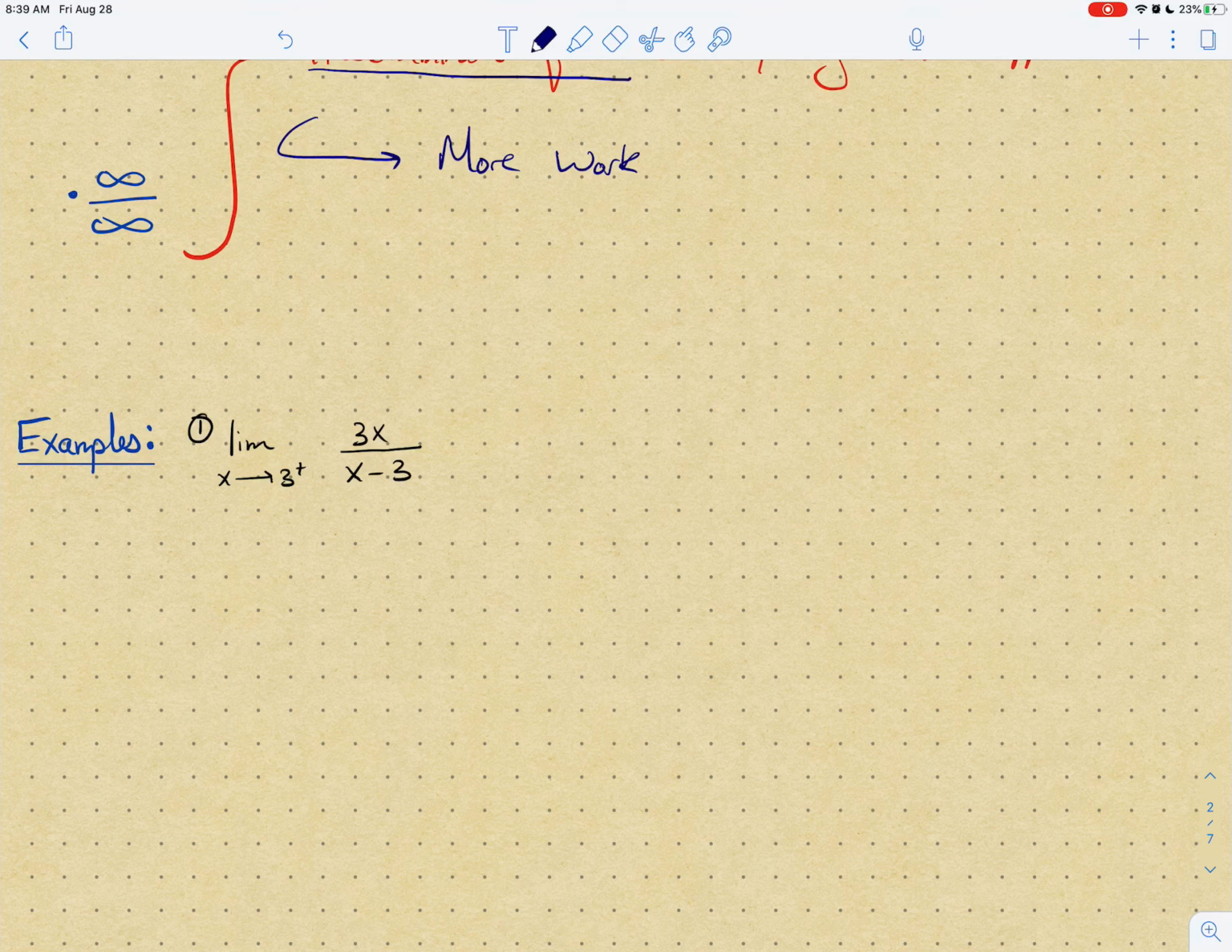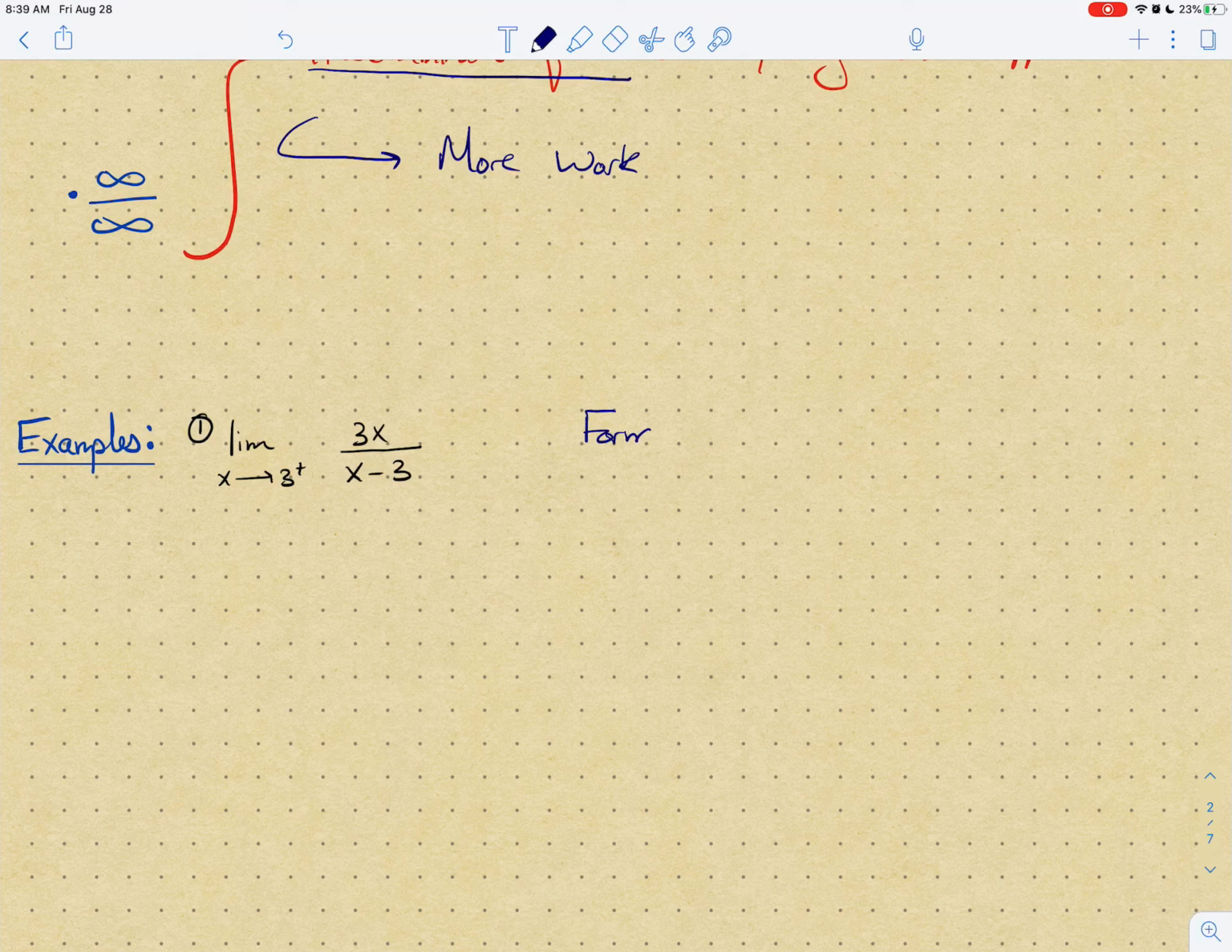All right, so let's practice through what we learned in the last video on these two examples that we're going to do. So I want you to think with me as we do these. So first off, we're going to 3 from the right. And you need to really, in your mind, know what that means. It means that x is never less than 3. You're coming to 3 from above 3. So x could be 3.2, 3.1, 3.01, 3.001, so on and so forth. Not just those numbers, but numbers like that. It's going to 3 from the right, i.e. from above 3.